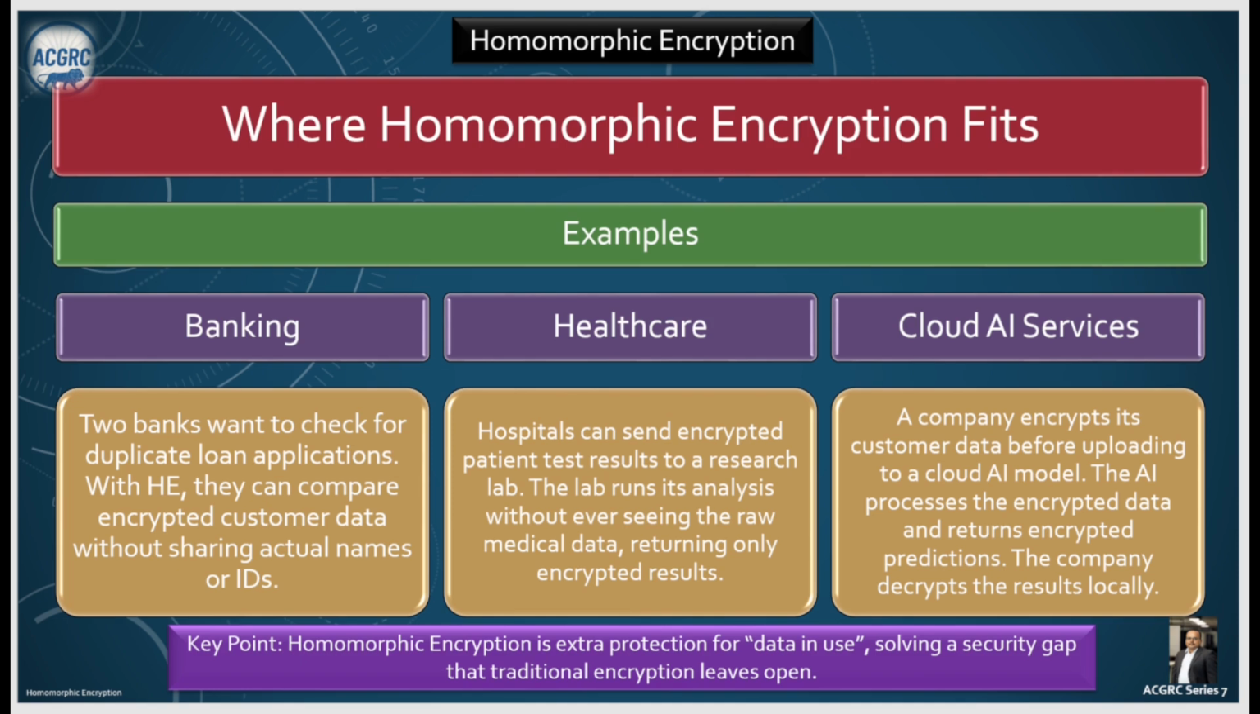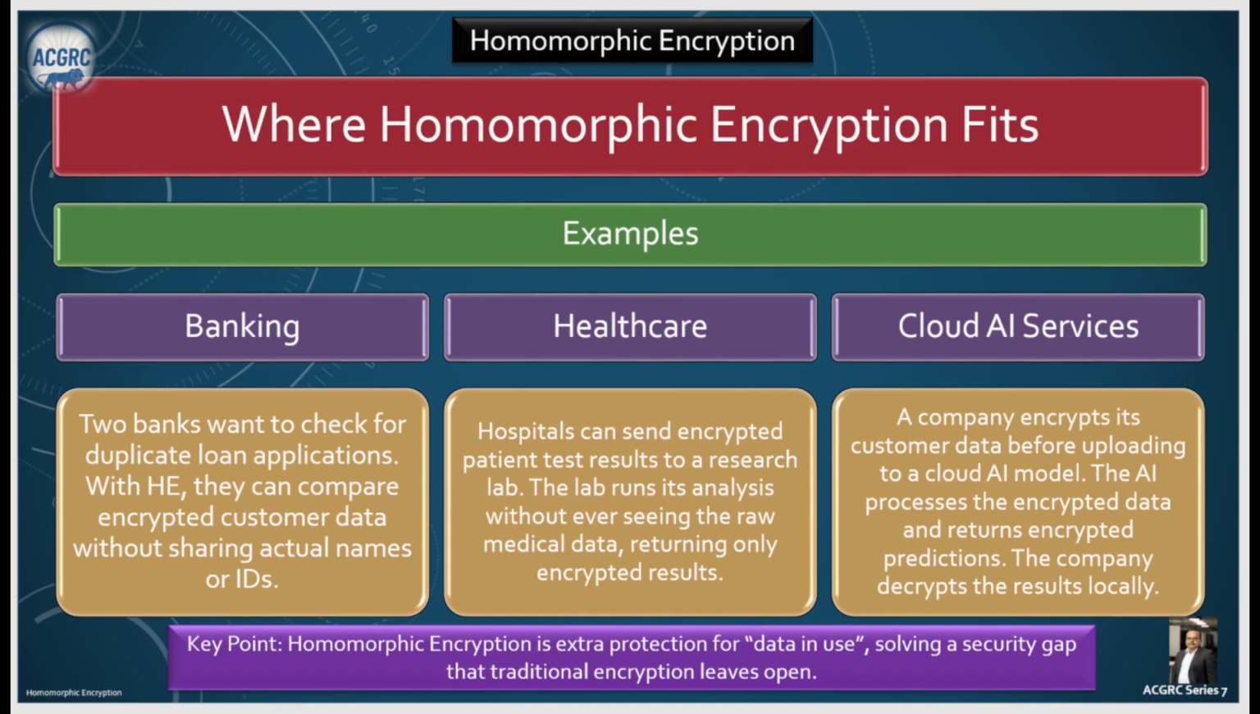In cloud AI services, a company encrypts its customer data before uploading it to the cloud AI model. The AI processes the encrypted data and returns an encrypted prediction. And then the company can decrypt the results locally. So other than the company, the whole process does not require decryption, but they can process the whole content.